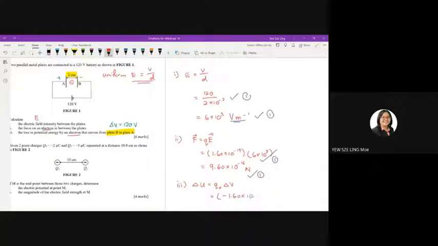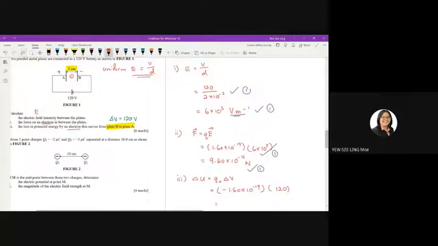1.60 times 10 to the power of negative 19, and delta V is positive 120. Therefore, the final answer should be a negative value, which is negative 1.92 times 10 to the power of negative 17 joule.